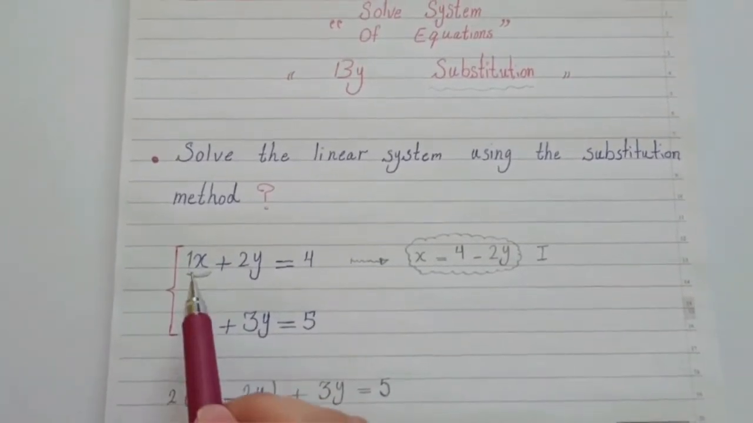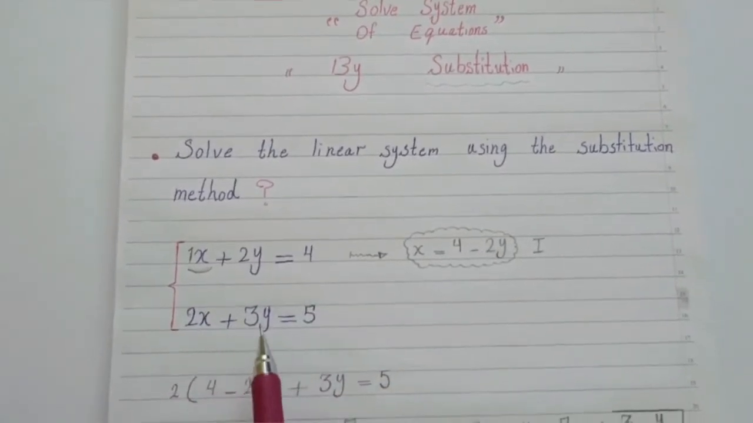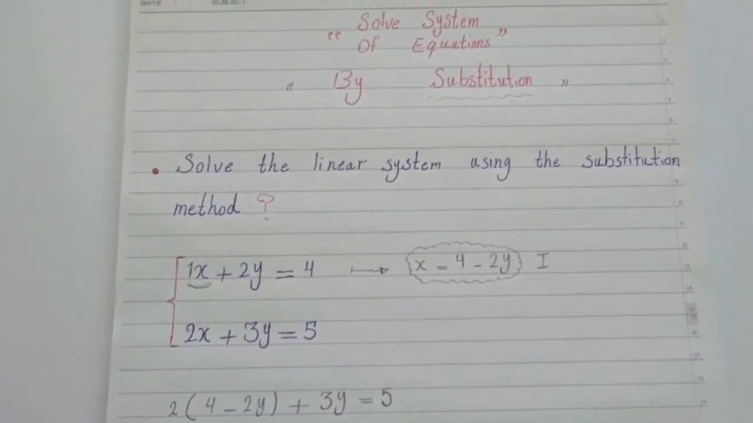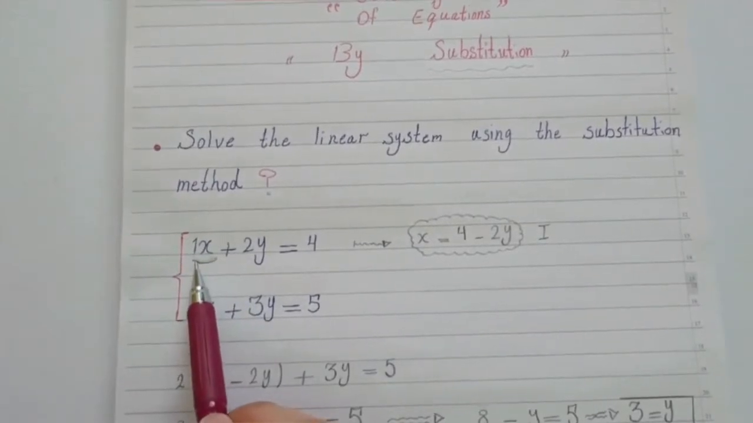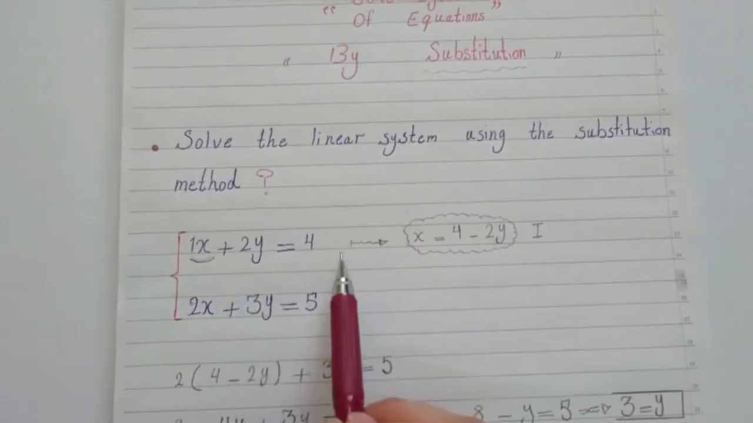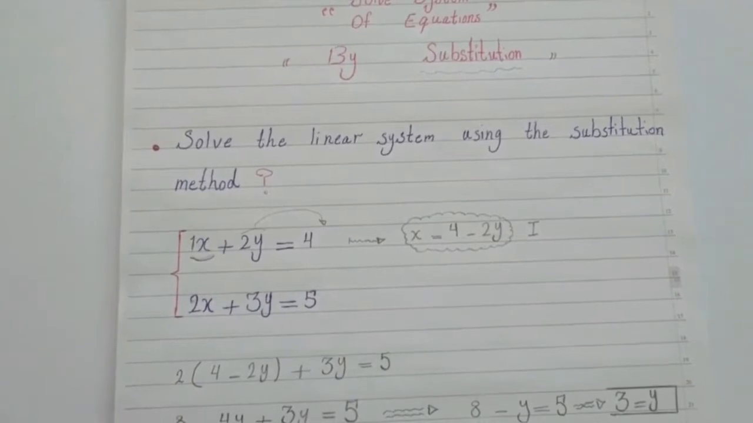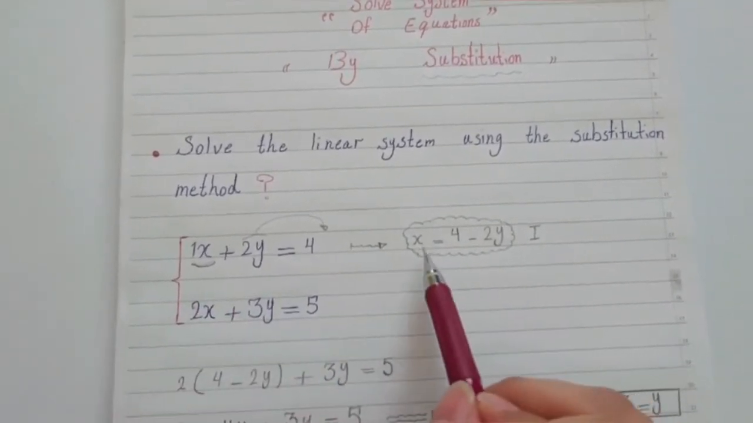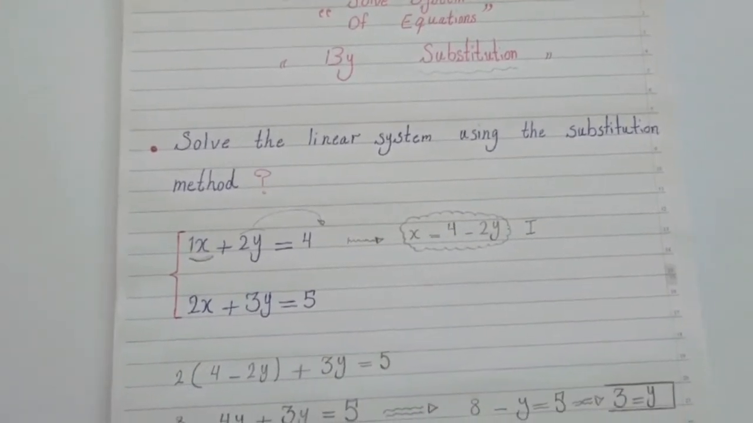Okay, we have two equations. x plus 2y equals 4. 2x plus 3y equals 5. In the first equation, we try to find this x. Okay, x equals 4 minus 2y. We move it from here to this part, okay, and the sign will be changed. So, x is gonna equal 4 minus 2y.